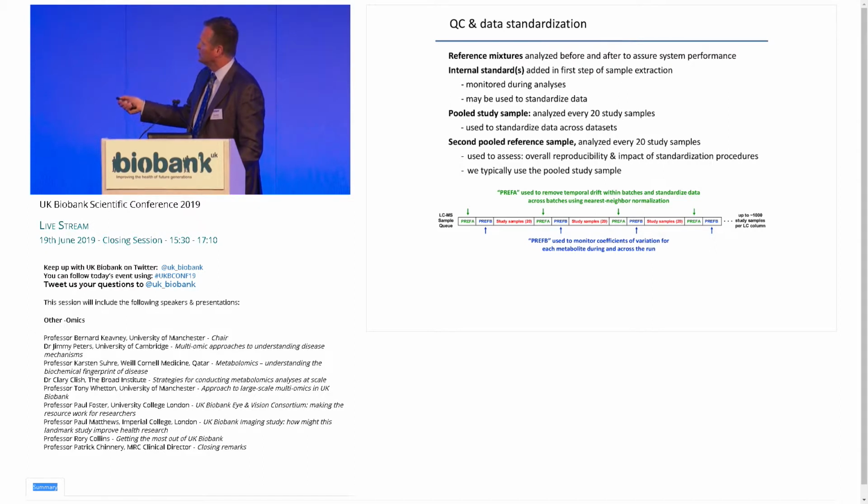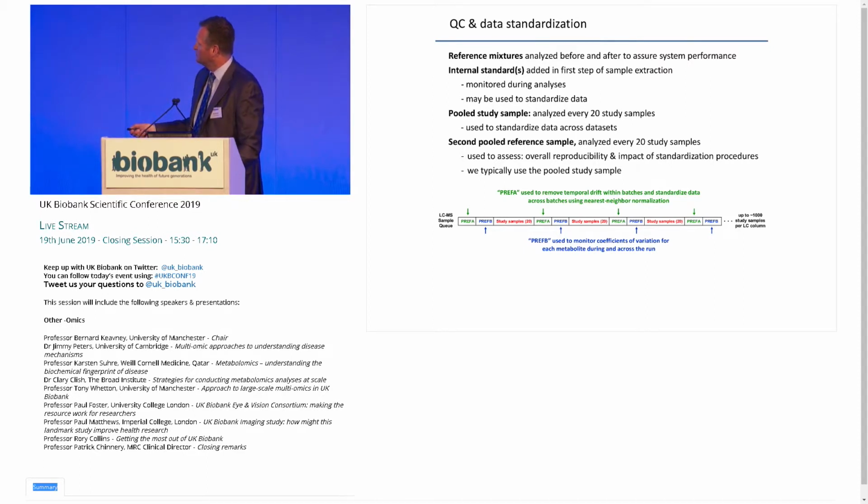There are standard approaches. One is to use internal standards. We introduce those into the samples and monitor those as a function of time. But the key thing is really using some type of pooled reference sample. And we use pairs of pooled reference samples that we insert into the analytical queues at intervals of about 20 study samples. This is fairly common in metabolomics.